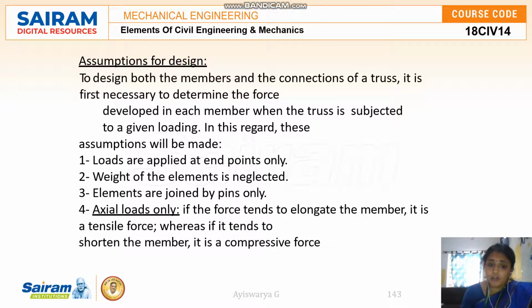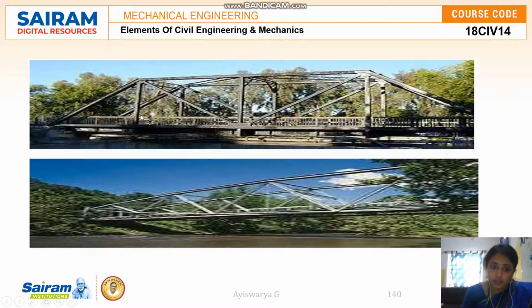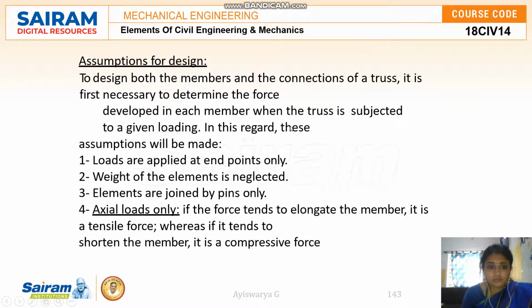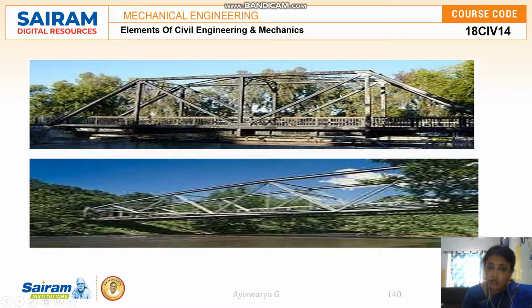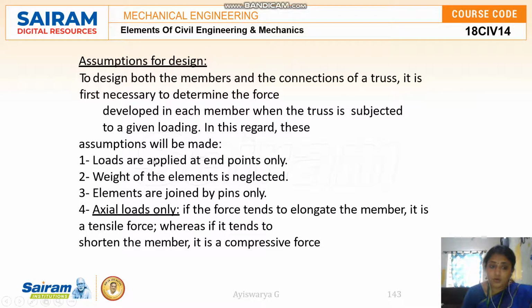See, only at the end points of the truss can you apply the loads, and they are axial loads only. You cannot apply loads in the middle. The weight of the element is neglected, and elements are joined using pins. Axial loads only: if the force tends to elongate the member, it is a tensile force; if it tends to shorten the member, it is a compressive force. So guys, these are the four assumptions used for truss members.